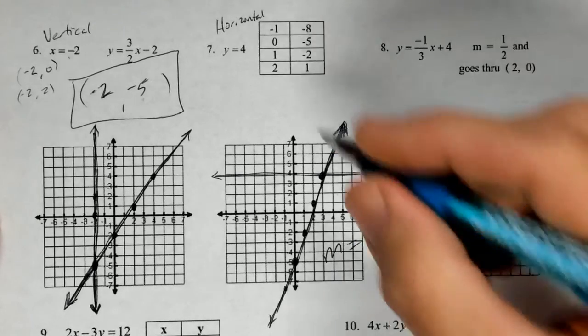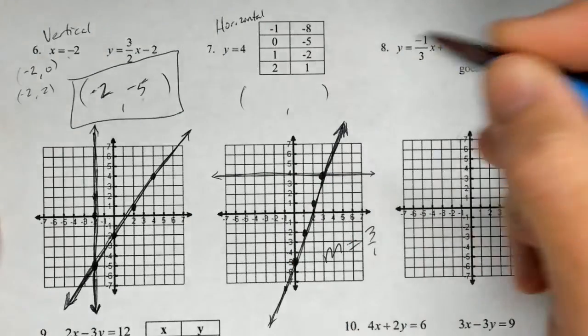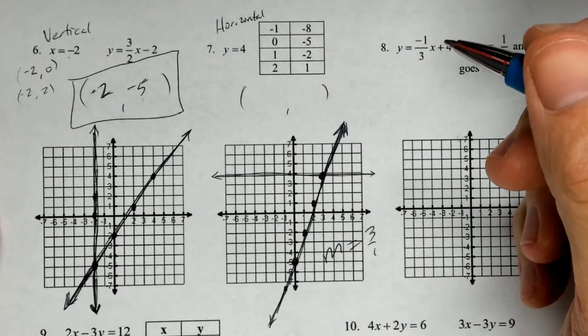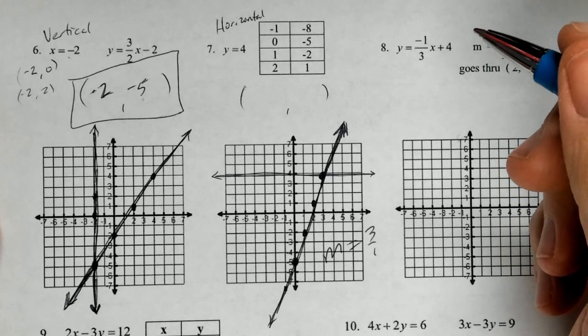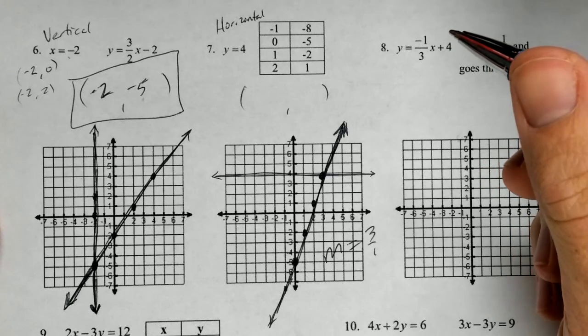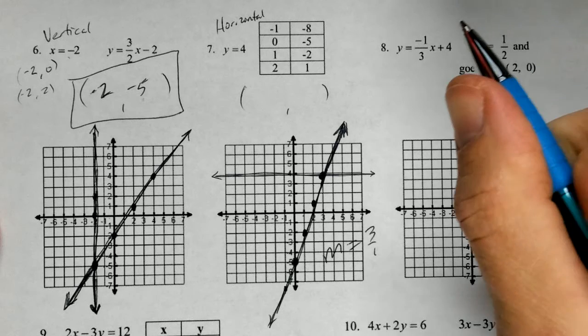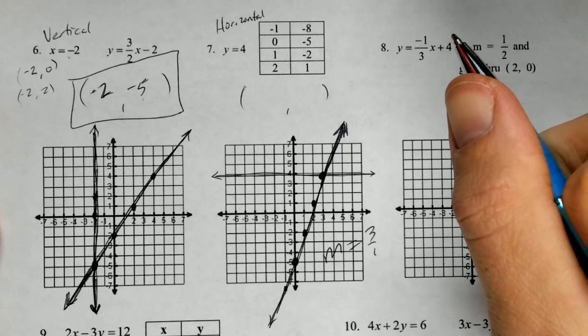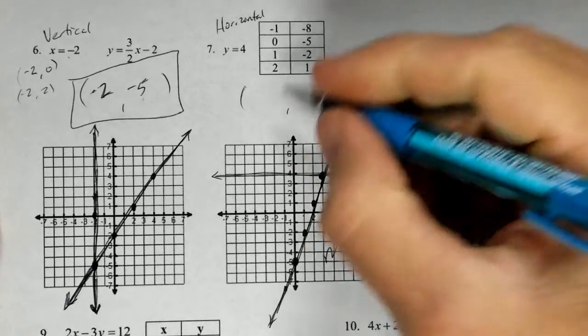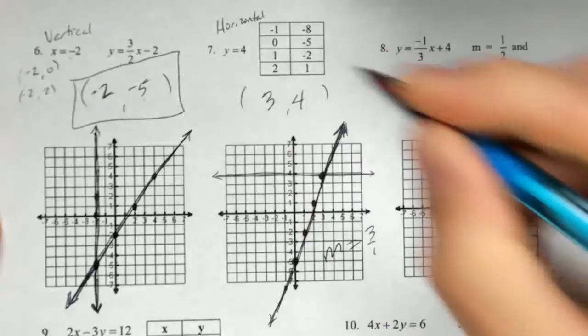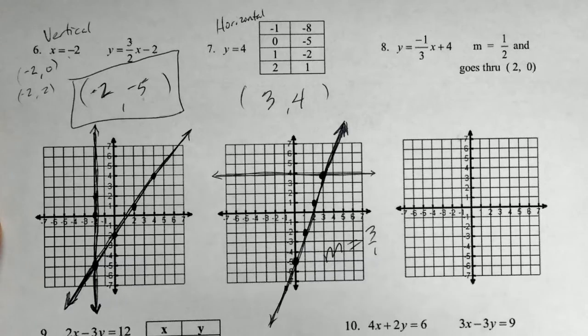So Ryan, what is my solution here? Two, 4. Almost. 3, 4. 3, 4. Fantastic.